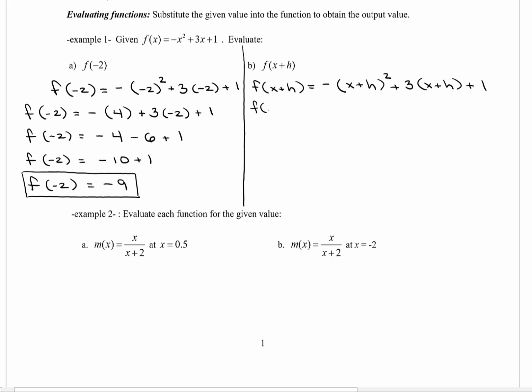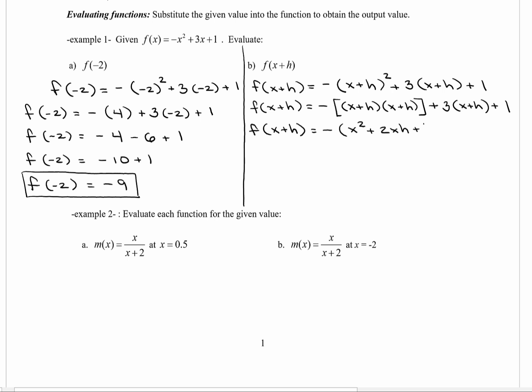So f of x plus h is equal to negative. I need to square that binomial, so I'm going to open up a set of square brackets. I'm going to multiply x plus h times x plus h, close the square brackets, and then we're going to add 3 times the quantity x plus h plus 1. f of x plus h is going to be equal to negative times, if I multiply x plus h times x plus h, we're going to get the perfect square trinomial x squared plus 2xh plus h squared. And I'm going to close the parentheses there.